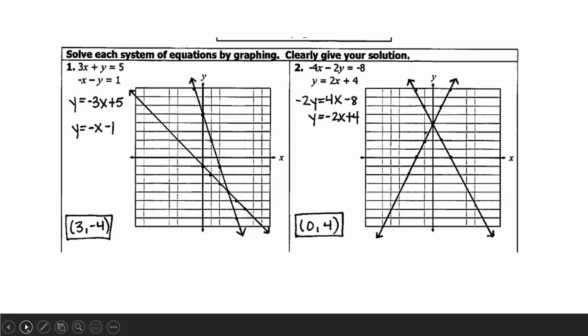We're back to graphing regular systems, not inequalities. You move them into slope-intercept form. We have y equals -3x plus 5 and y equals -x minus 1. Your intersection is 3, -4. Here, this one's in slope-intercept form. Y equals 2x plus 4. This is y equals -2x plus 4. Here's my intersection at 0, 4.